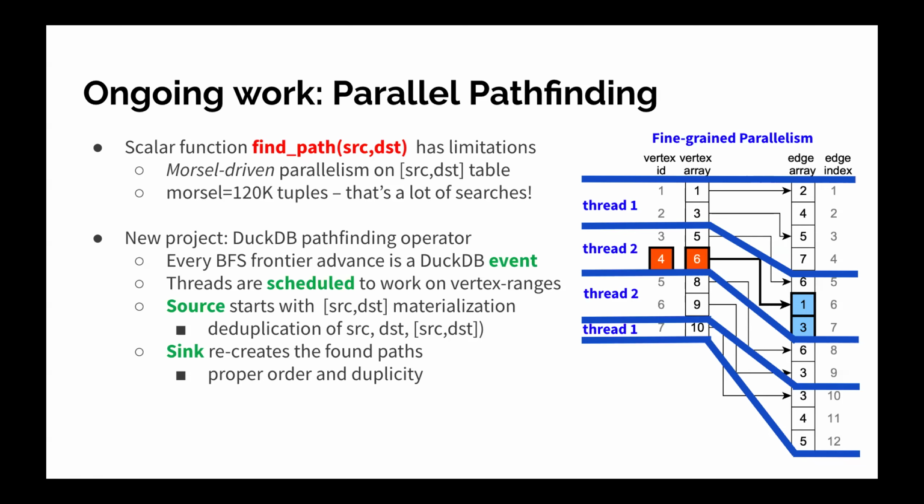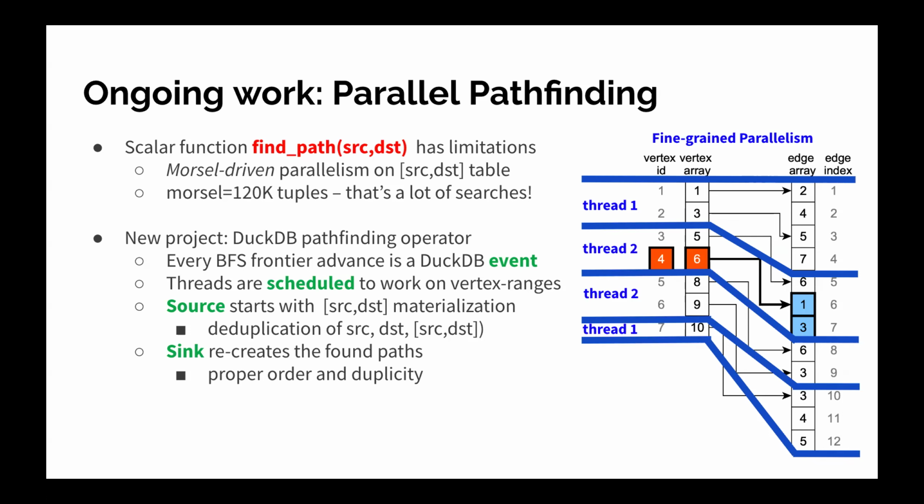There are also additional opportunities because now you have to create a source and a sink. Source is where the data comes into this operator. The sink is where you materialize the output of your operator. In the source, you can do deduplication of source and destination. If you have to search multiple times for the same source and destination, you can already detect this and filter it out and only do the work for the unique combination of source and destination. That can also save a lot of work.